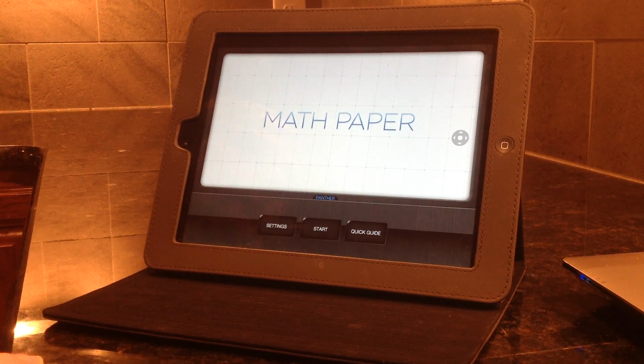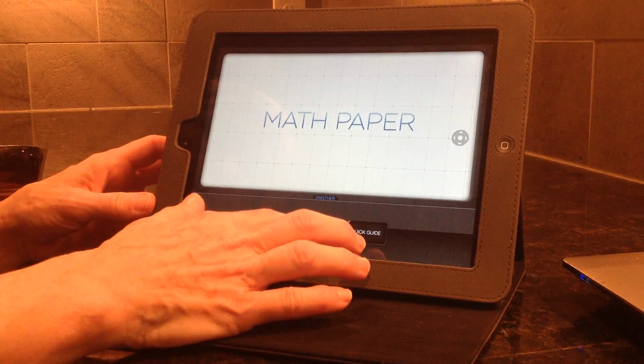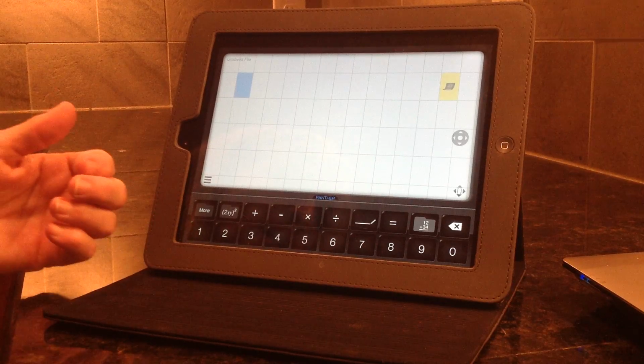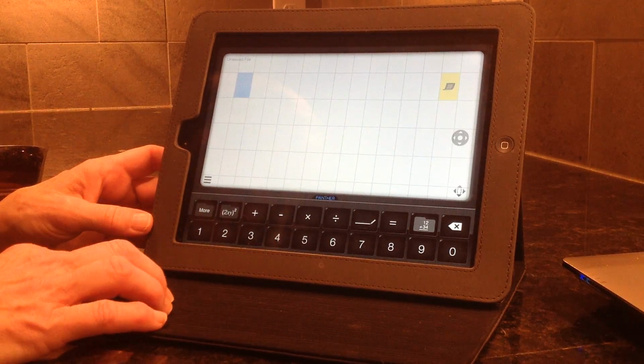Actually, Panther Math Paper was designed for students with motor disabilities. It was introduced to our team last year with a student who had motor disabilities, also had a visual impairment. The Panther Math has keyboards set up according to the type of level of math that it was needed. As you see, this one is the basic math operation.